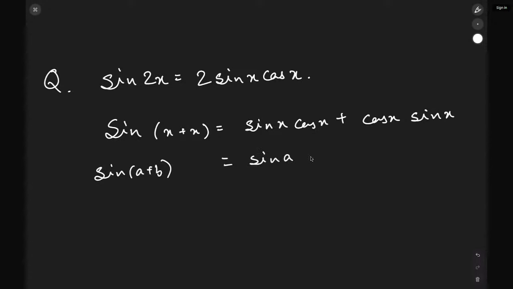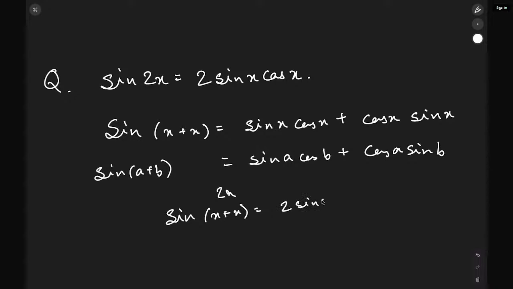So sin(a plus b) is equal to sin a cos b plus cos a sin b, right? So instead of a and b, we will just simply put x, and by this method we will generate the formula sin 2x is equal to 2 times sin x cos x. All right.